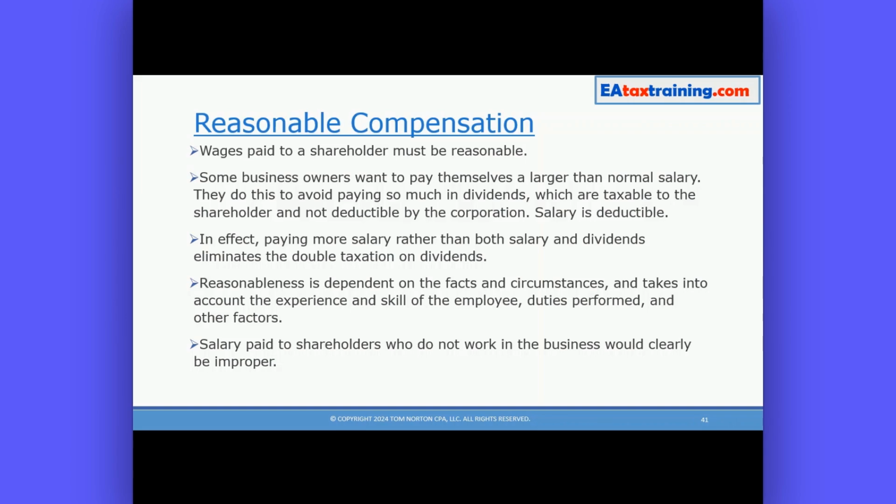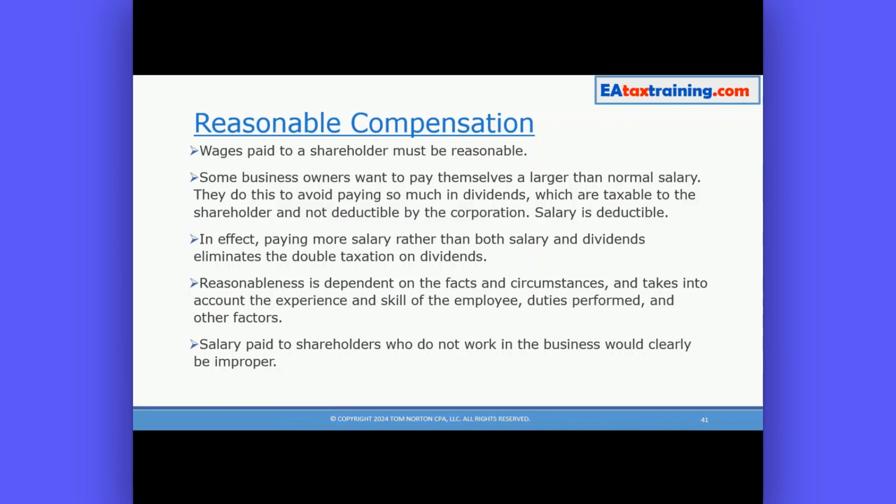You'd want to look at what would similar jobs pay, or what would the corporation have to pay someone else to do the same jobs that the shareholder does, and take into account all of these other things in order to determine what is reasonable pay. And then, as it says there at the bottom, it would clearly be improper to pay a shareholder who's not doing anything. So they're not actually working in the company, but they're getting paid. And when you have these small, closely held corporations, the owners might try to do that. They put their whole family on the payroll, even though nobody's actually working in the business or they're barely doing anything in the business. So any compensation that you pay has to be reasonable for what that person is doing.